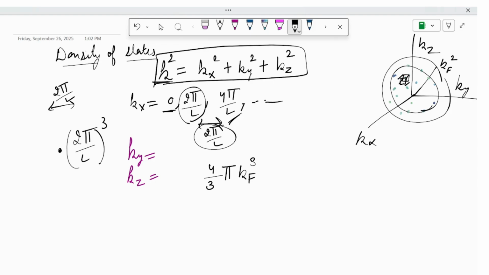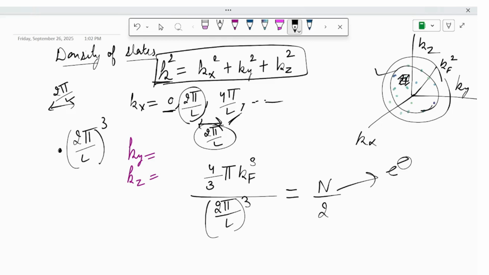And if I want to find the total number of allowed values, that will be dividing the whole volume of the sphere by the volume of one k point, which is (2π/L)³. And this should come out to be equal to N/2, where N is what? N is the number of electrons.